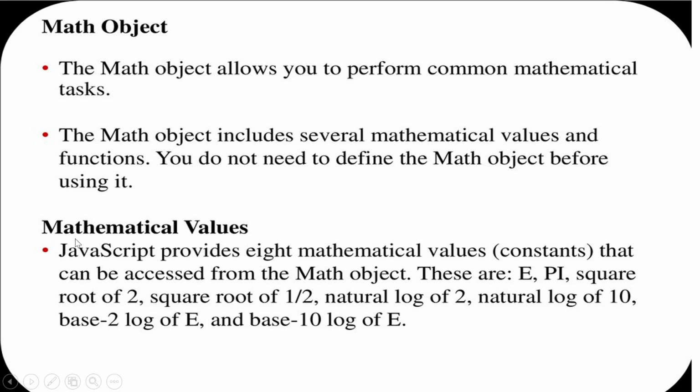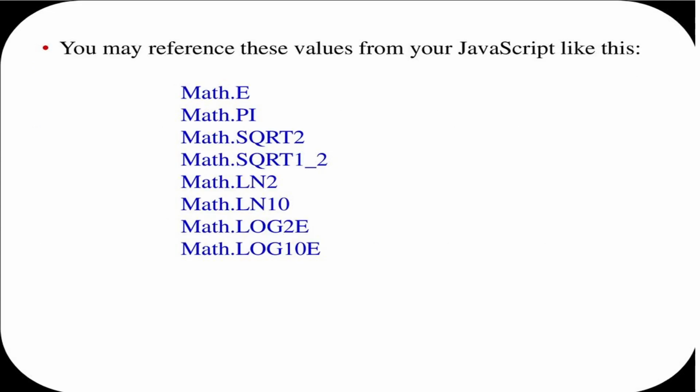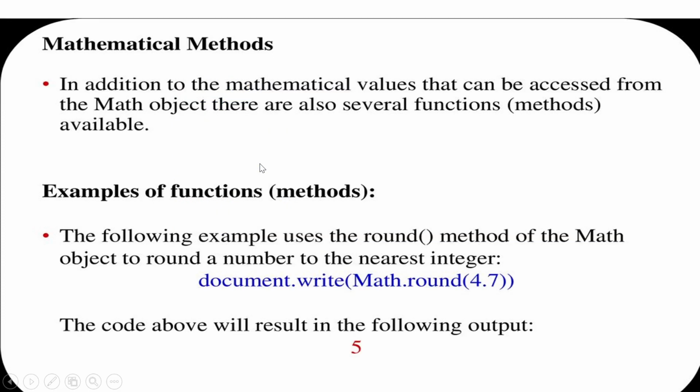So, mathematical values. JavaScript provides 8 mathematical values that can be accessed from the math object. These are e, the exponential, the pi value, which you all know, so to get the pi value we have to use pi. Square root of 1 by 2, natural logs, log base 10, log e. All these are predefined, we can directly get them without predefining. How to get them? We have to use the math object and dot e. E is the property here. What will it store? The exponential. So Math.PI, pi means it will use the pi value, and square root of 2, like this, we have to use the math object and dot the property name.